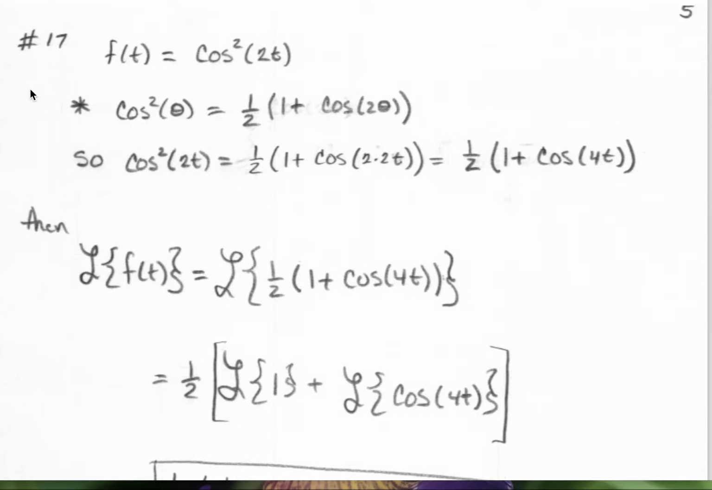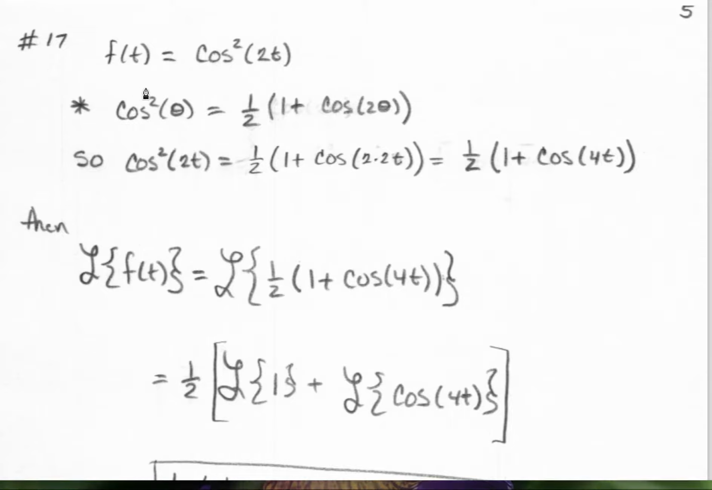Okay, this is number 17 from section 7.1 of MA 259. So we're also, in this case, just going to use a table to figure out how to transform f of t equals cosine squared of 2t into a Laplace transform.